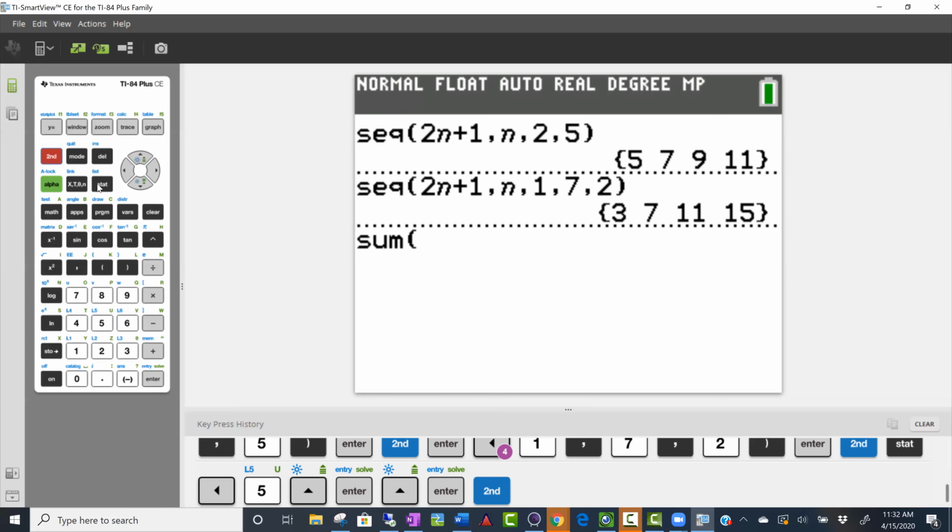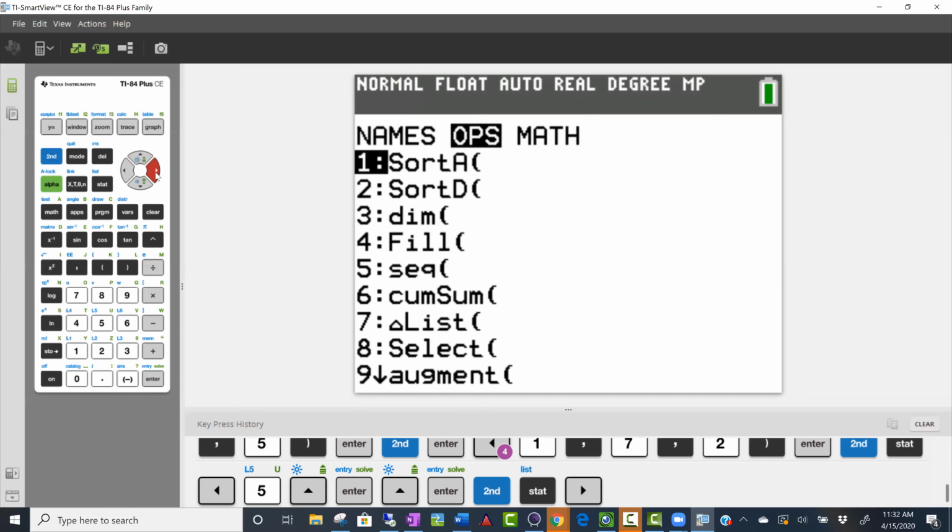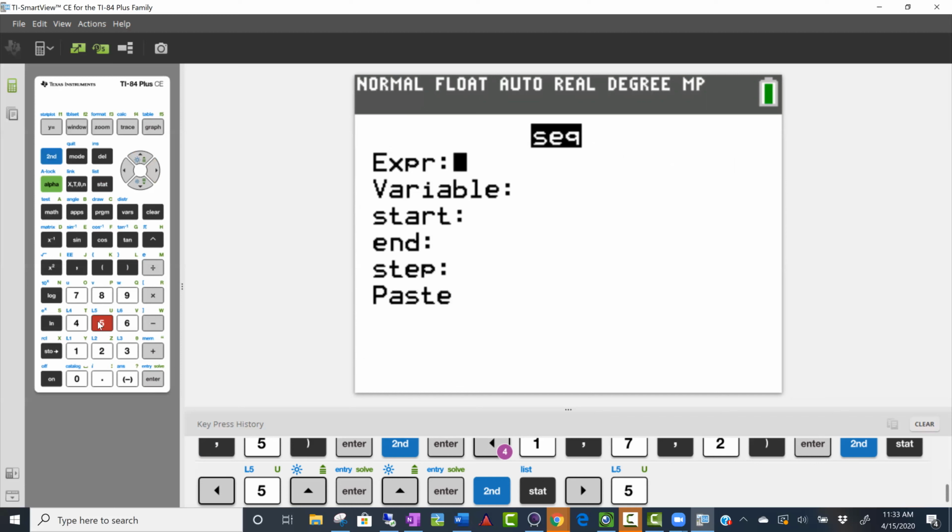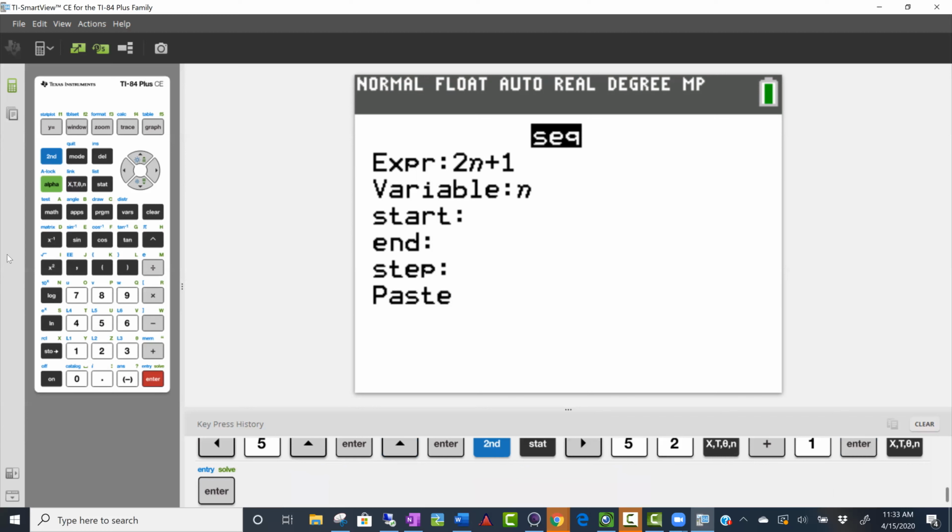So I'll go back to list. And then option number 5. Oh, wow. It's giving it to me in a nice form here. That's kind of nice. So my expression was 2n plus 1. Variable was n. Starts at 1. Ends at 7. And the step is by 2.